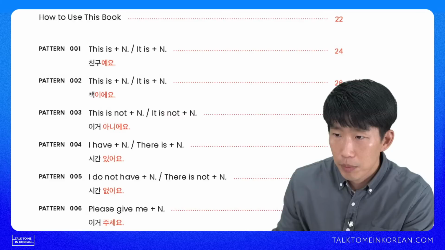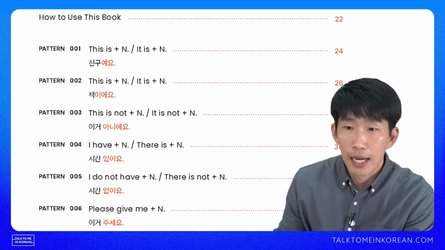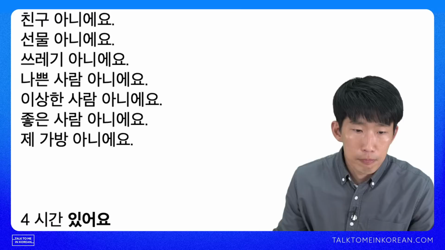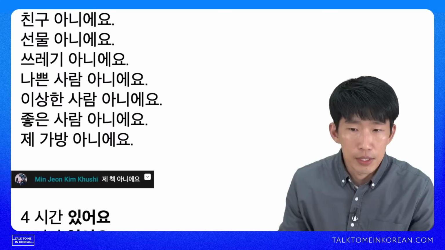민전 김, 제 책 아니에요. Yeah, that's a really good sentence, 제 책 아니에요. Here, using this pattern, pattern number 3 of our book, 제 책 아니에요. This is not my book. Like that. Very good sentence.